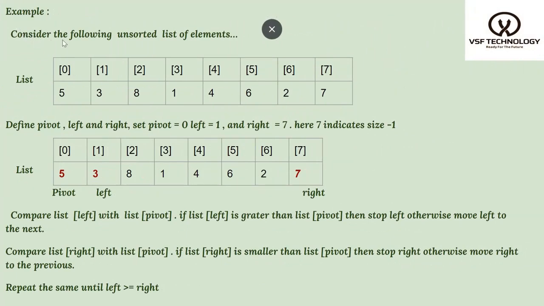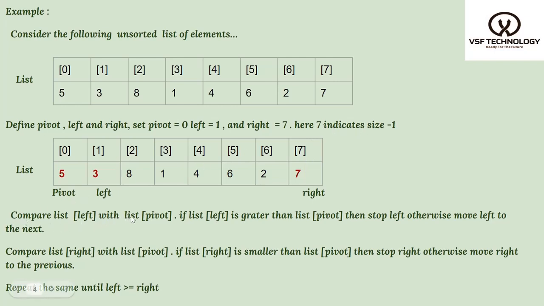Example. Consider the following unsorted list of elements. We have an unsorted list. Define pivot, left and right. Set the pivot element at index 0, the left element at index 1 and the right element at index 7. Here 7 indicates size minus 1.